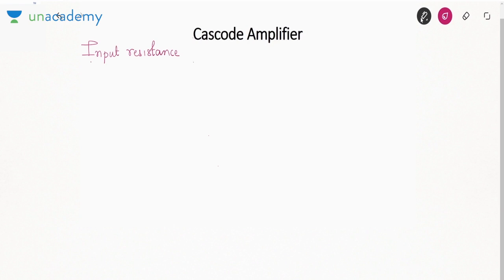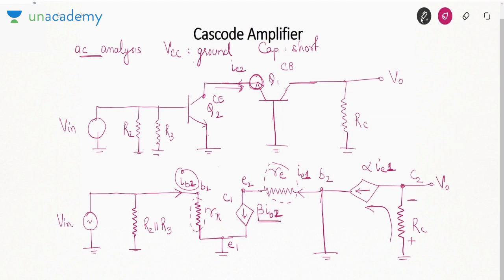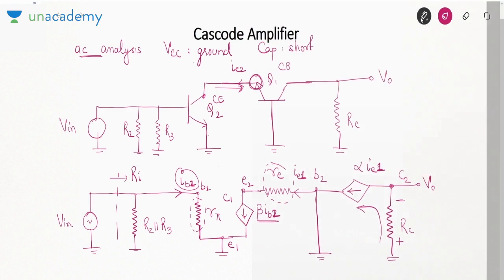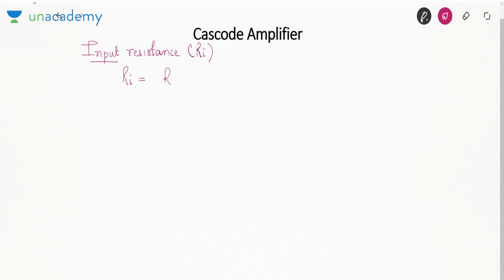Okay, let me talk about input resistance. If you see from this figure, what is the input resistance? The input resistance is the same as the input resistance of the first stage. So what I'll write, Ri is how much? Ri is equal to R2 parallel R3 parallel R pi. These three resistances are in parallel.